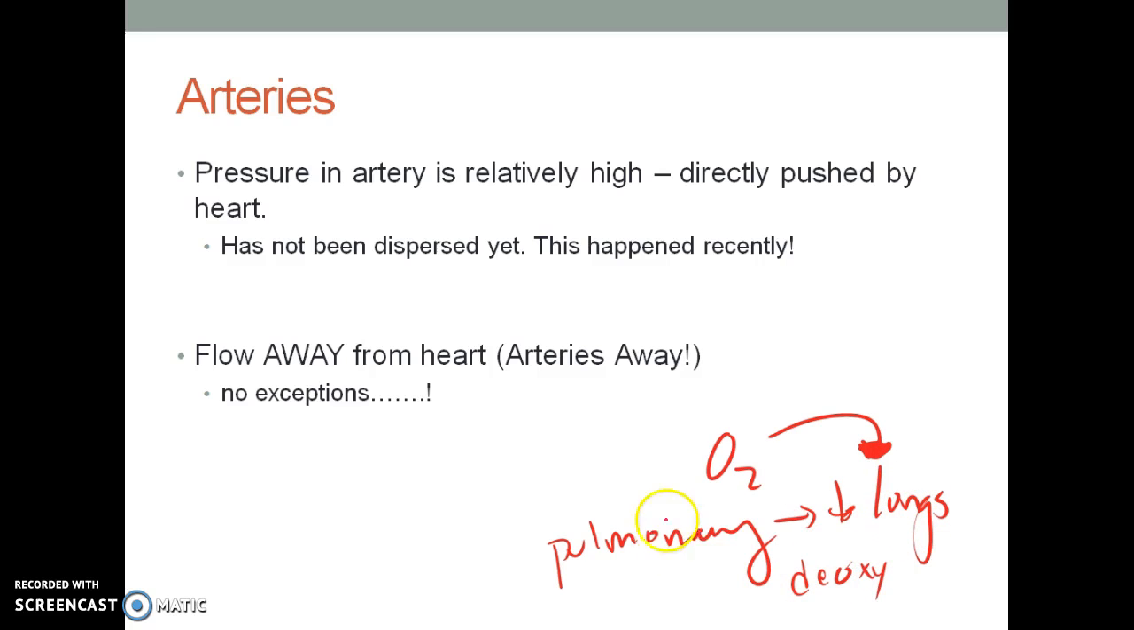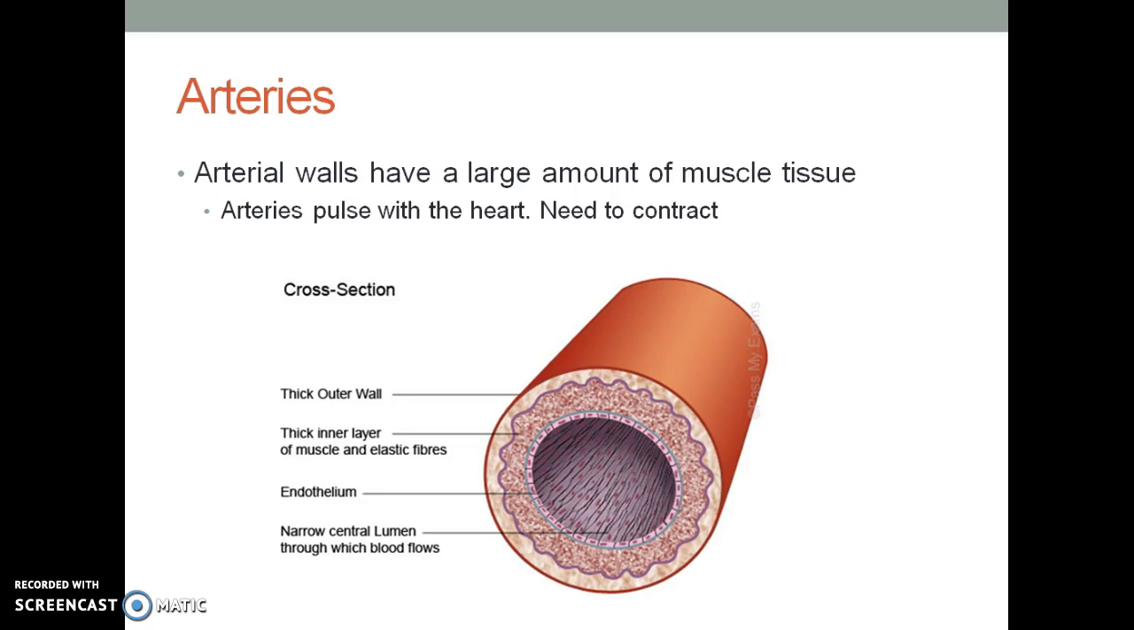And then the blood will pick up the oxygen in the lungs, and then it will come back to the heart, and then all the arteries after that will have oxygen in the blood. So that is why that one doesn't have oxygenated blood.